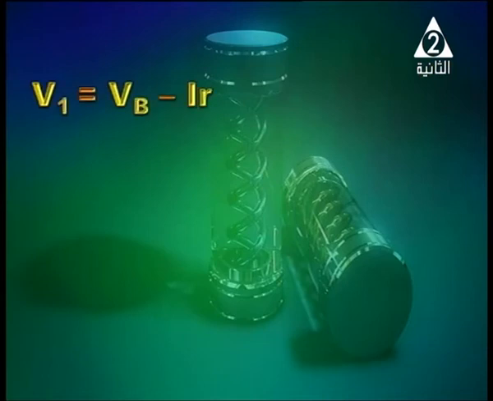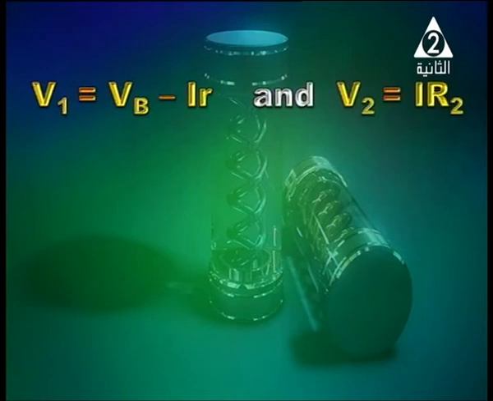The relation is V1, which is the terminal voltage, equals V battery minus internal voltage. Internal voltage is I R small. Now we managed to relate the readings of the two voltmeters and the current. V2, the reading of the second voltmeter, equals I R2. V1, the terminal voltage, is equal to V battery minus I R.